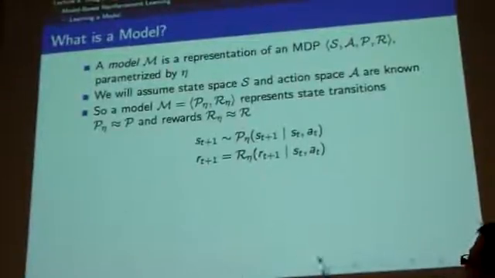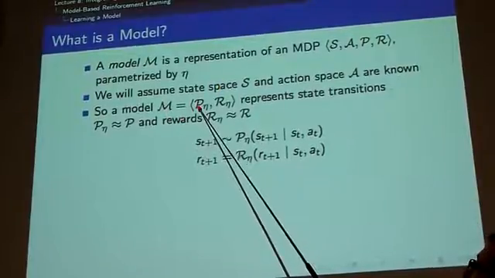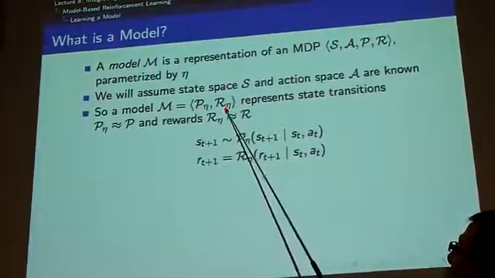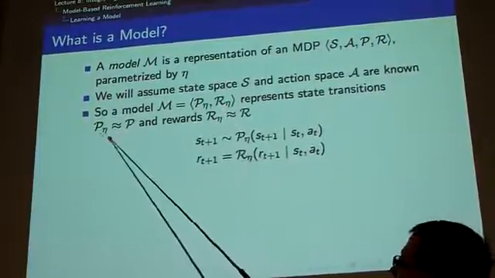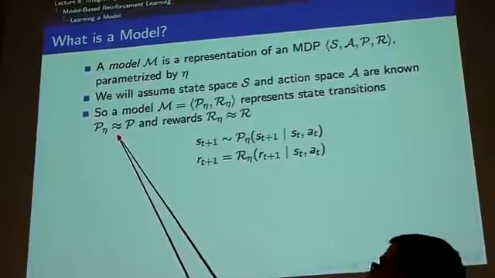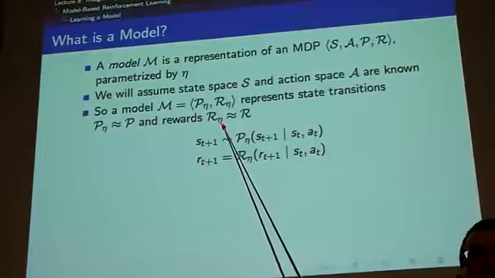So what we end up with is some kind of model. Our model would be something like this: estimated transition probabilities and our estimated reward function. We're just going to try and make these things as accurate as we can. We're going to try and make our transition dynamics look like the real transition dynamics of the world, and our reward function look like the real reward function of the world.